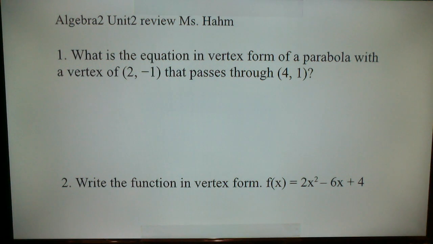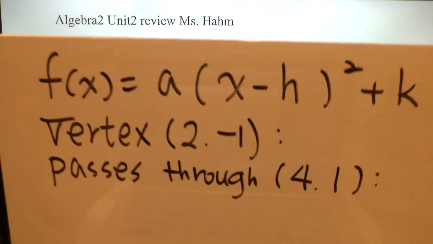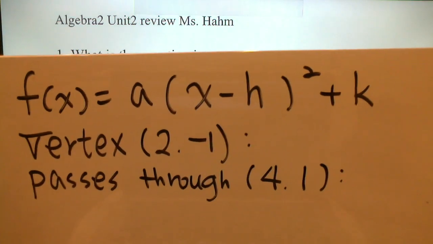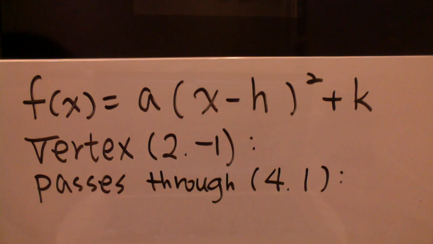So this is Miss Ham. We'll go over number 1. What is the equation in vertex form of a parabola with a vertex of (2, -1) that passes through (4, 1)? So what does it mean? So let's look at this. So we have vertex form, and the vertex is (2, -1) and it passes through (4, 1).